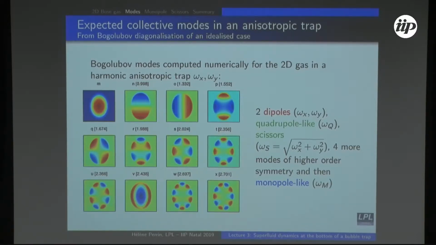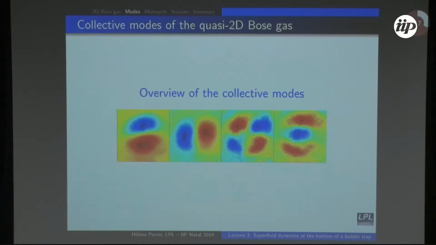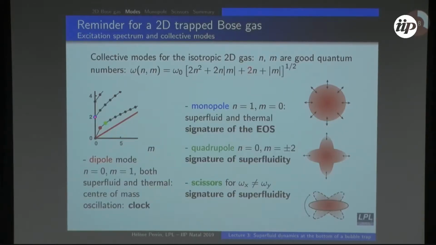This is the other dipole mode. This one is a kind of quadrupole mode. And this one is a scissors mode. It corresponds to, as I said, the XY average. So it means either I have more atoms in these directions or more atoms in the other ones. So it corresponds to a scissors oscillation. And then there are higher order m modes which come before the monopole mode, which I recall was this one. So it can be higher in energy than other m modes.